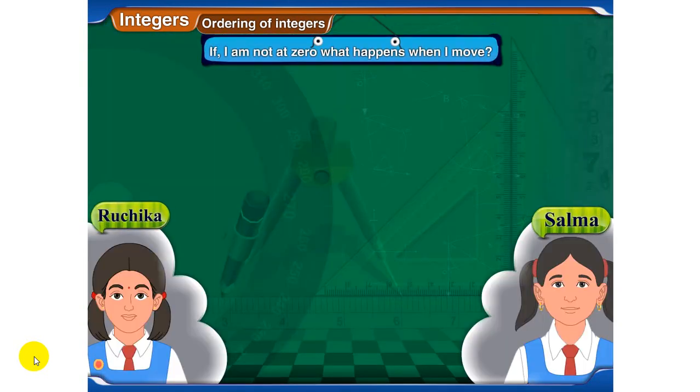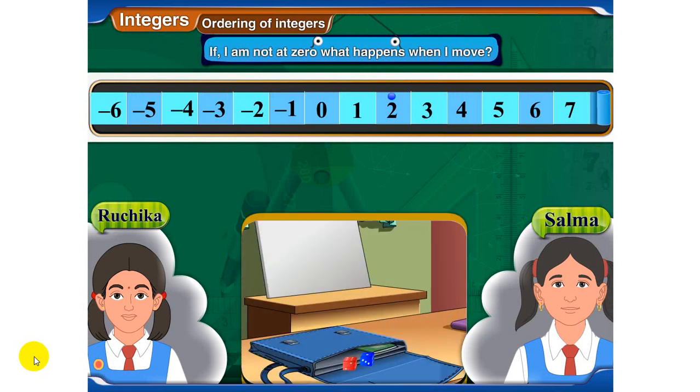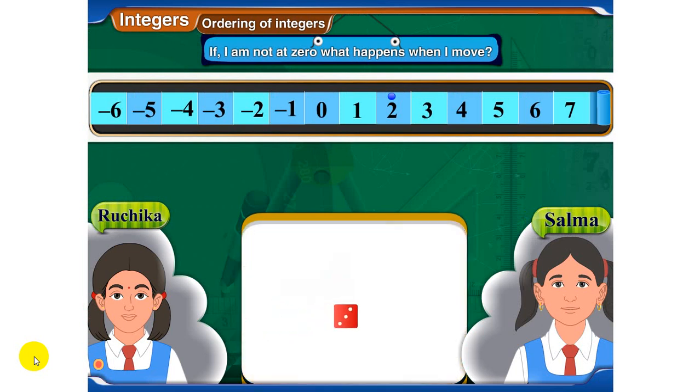If I'm not at 0, what happens when I move? Let us consider the earlier game being played by Salma and Ruchika. Suppose Ruchika's token is at 2. At the next turn, she gets a red die, which, after throwing, gives a number 3. It means she will move 3 places to the right of 2. Thus, she comes to 5.